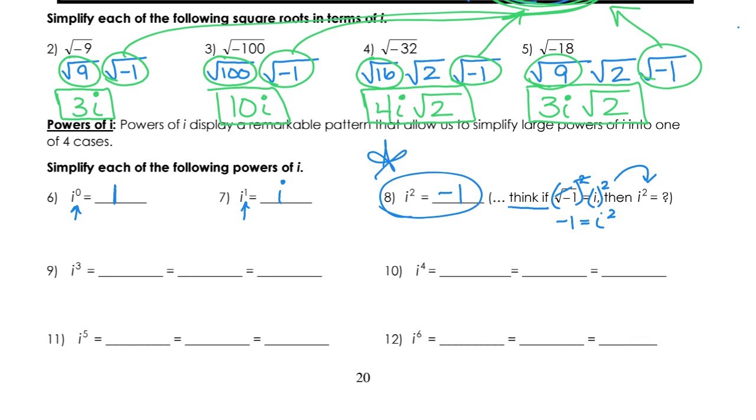Then we end up with i cubed. Well, i cubed can be thought of as i squared times i.